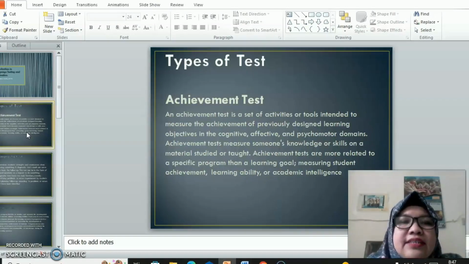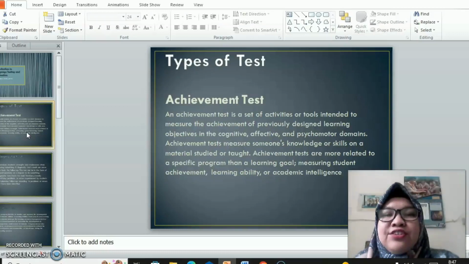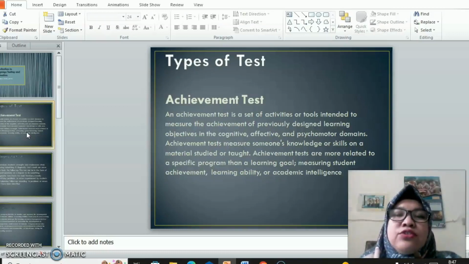Okay, so in this teaching and learning evaluation class, you will focus on designing or constructing test items, and then administering the test, and the last is scoring the test. So in this first session, I would like to introduce you to some types of tests. The first type of test is the achievement test.